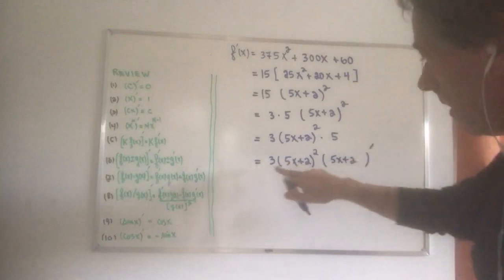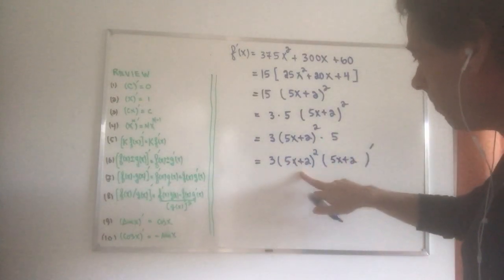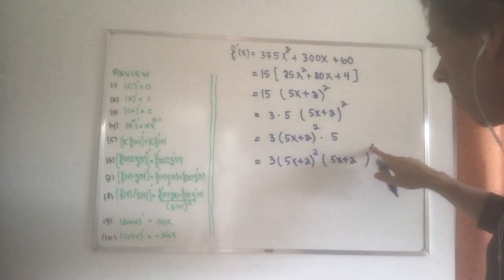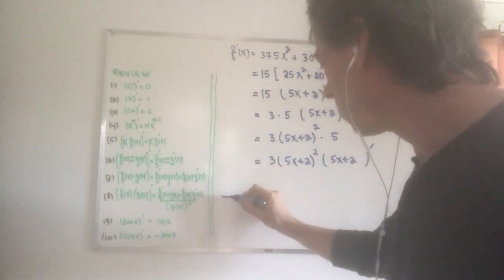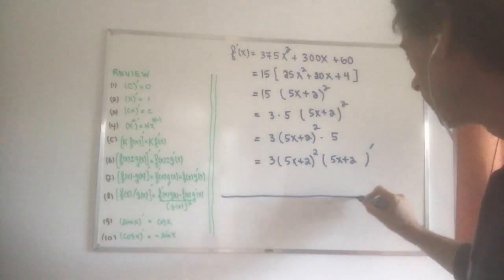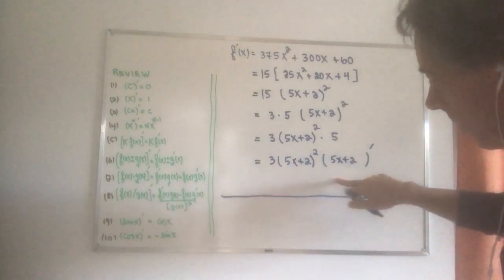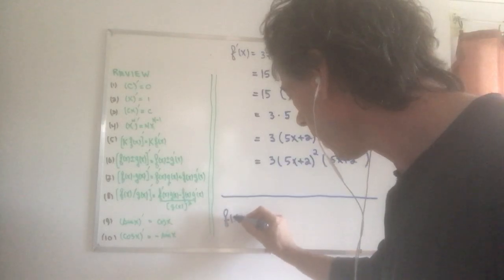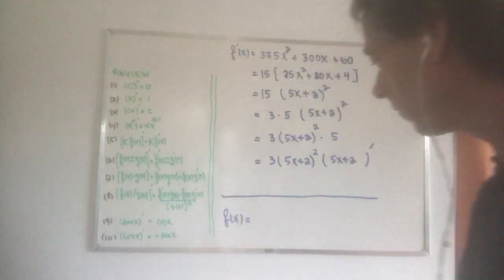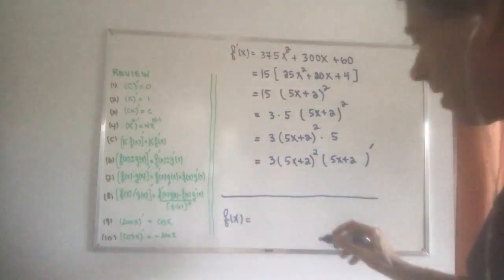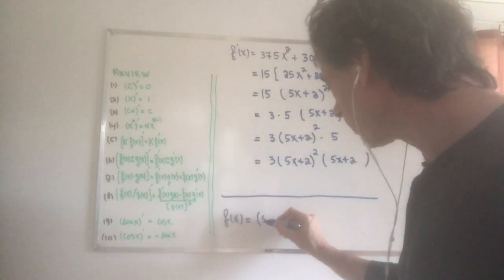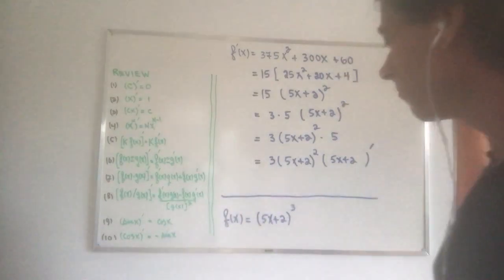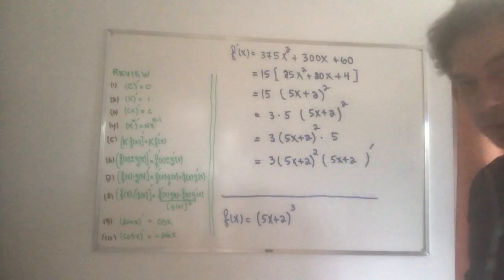3, 5x plus 2, squared, times 5x plus 2, prime. Let me just draw a line here. Leave a little bit of space because I got one last thing to write here, but not yet. I want you to just recall where we started with this. We started off a little while back with 5x plus 2 to the power of 3, right? This is what we had.